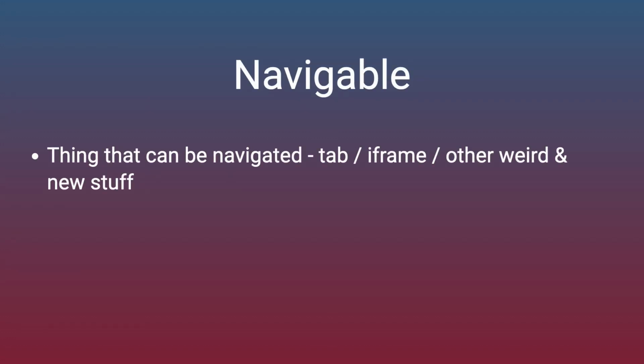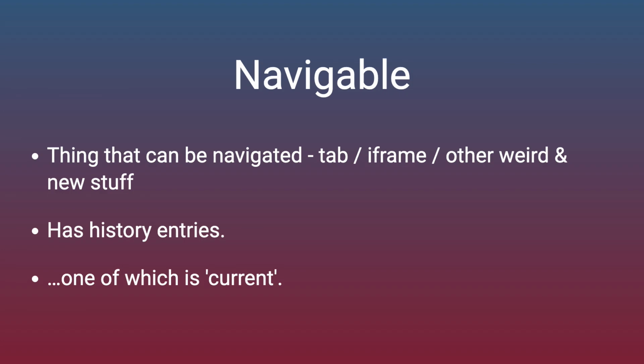To model all of this, I'm introducing a few new terms, the first of which is navigable. That is a thing that can be navigated. So like a tab or an iframe, but also the weird old object tag things that behave like iframes, and also some new things like pre-render and portals. This is currently what the spec calls a browsing context, although with COOP and COEP we can have navigations that change browsing context. It has history entries, one of which is current, as in the one that's being displayed.